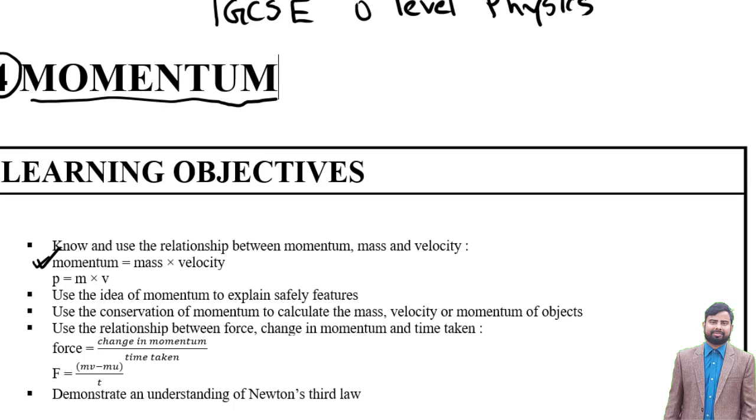After completing this chapter, students get an idea about the safety features of a vehicle, and how the safety features of a vehicle are related to momentum. Then they will learn about conservation of momentum, and how they can use momentum to calculate the mass, velocity or momentum of an object.